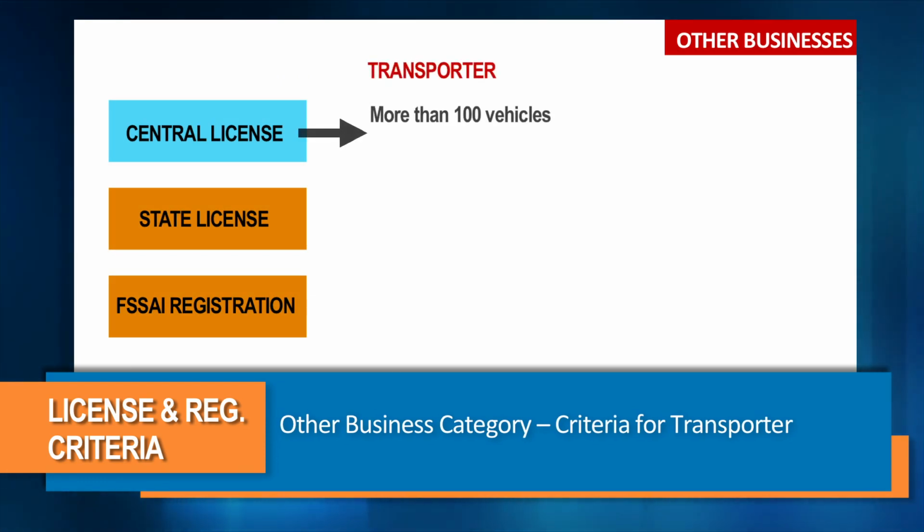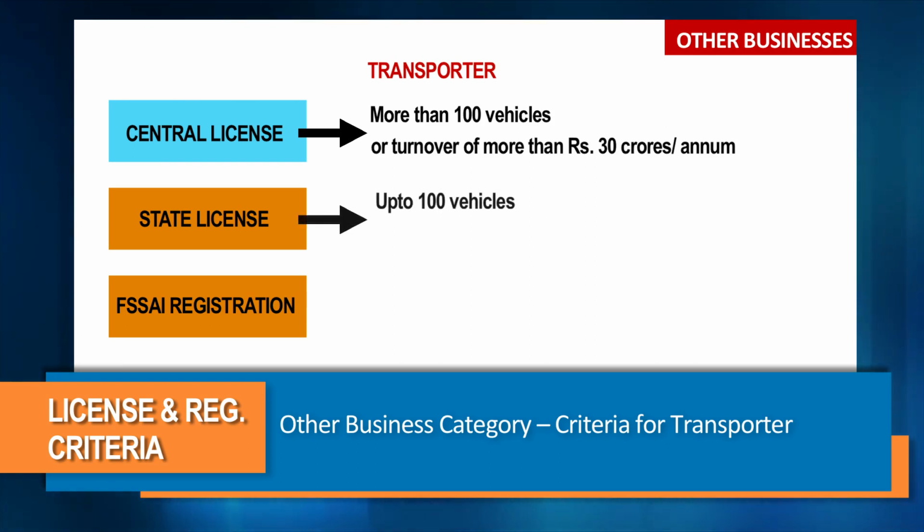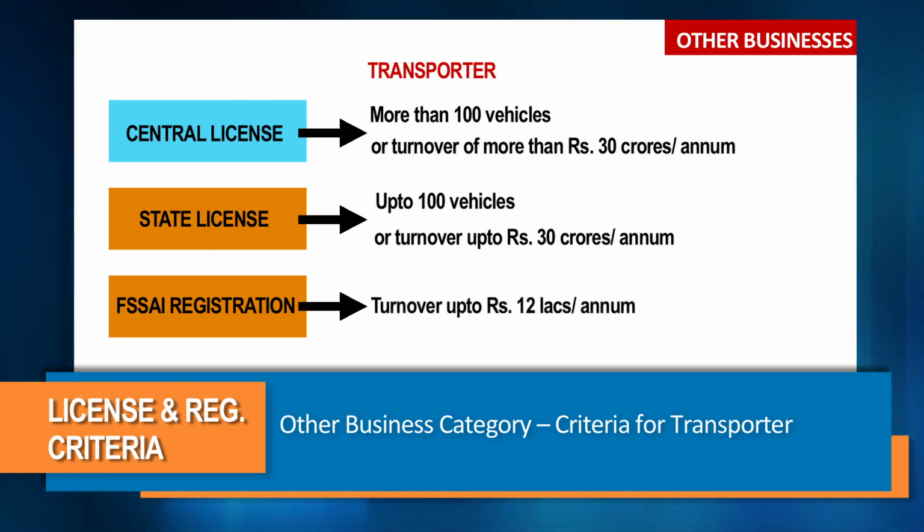Transporter having more than 100 vehicles or turnover of more than rupees 30 crores per annum falls under central license category. Having up to 100 vehicles or turnover up to rupees 30 crores per annum falls under state license category, and with turnover up to rupees 12 lakhs per annum falls under registration category.